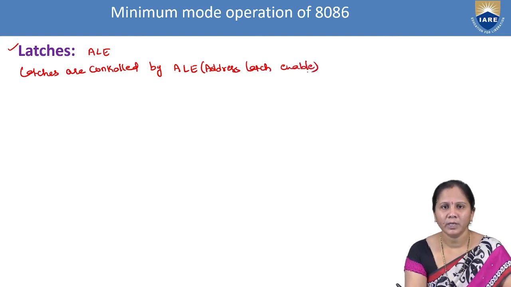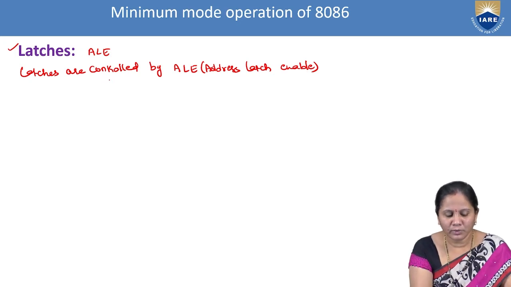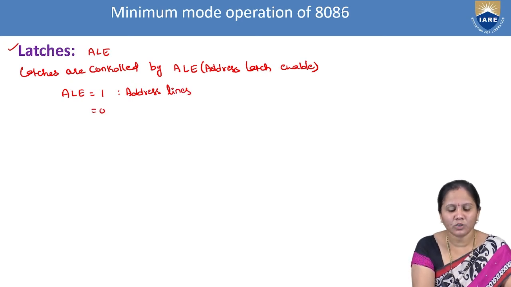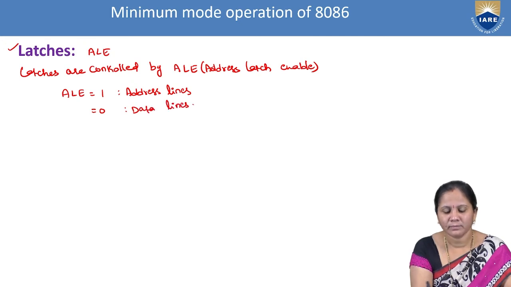ALE stands for address latch enable. Now, coming to these latches, how they operate: if the ALE signal is 1, they will be carrying the address lines. That means the address data multiplexed lines are demultiplexed, and these latches will produce the output as address lines. And when ALE is 0, they will act as data lines. So mainly the purpose of these latches is to separate the address.